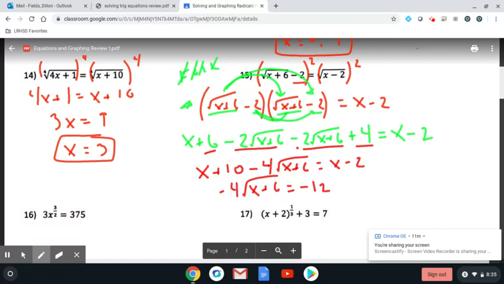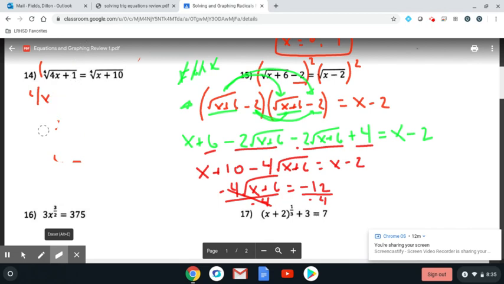Okay, so once you have this, again, you're trying to get that square root by itself. In order to do that, you're going to divide both sides by -4. I'm actually going to do some work over here. All right, so once you divide both sides by -4, you should be left with the square root of x plus 6 is now equal to a +3.